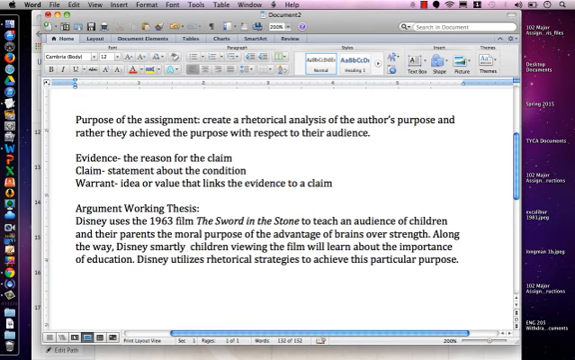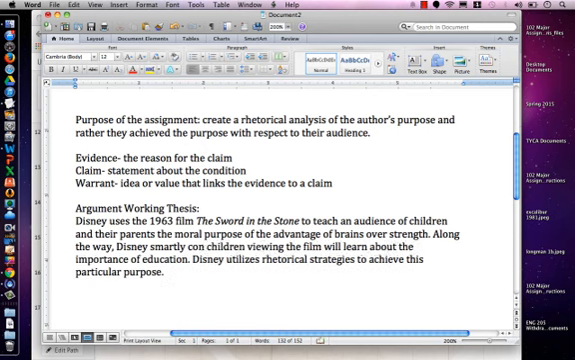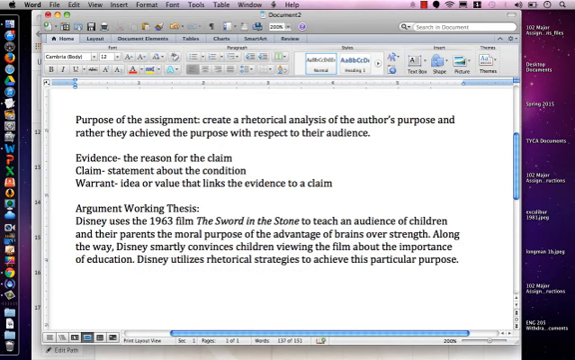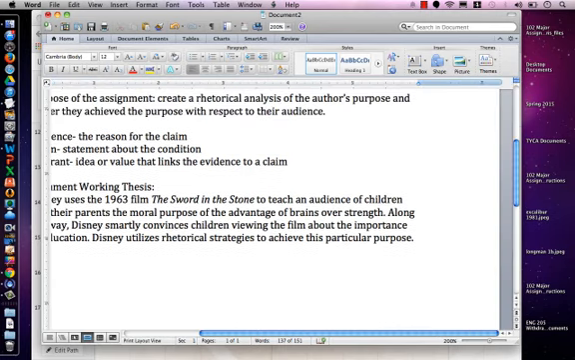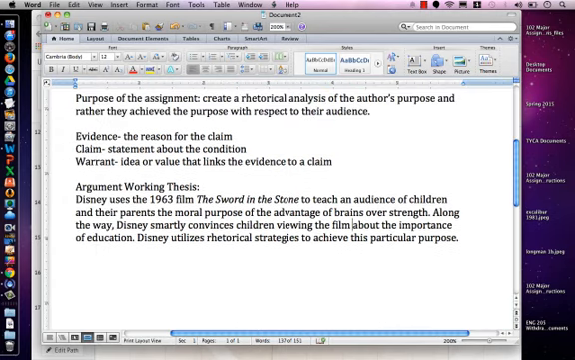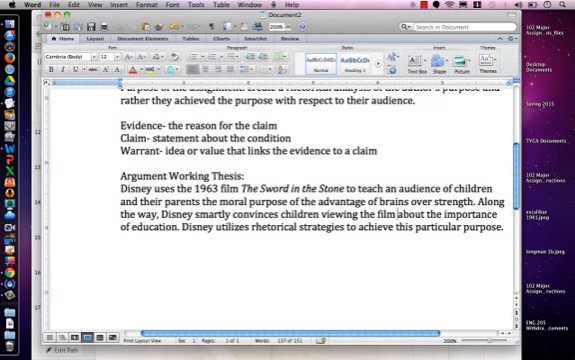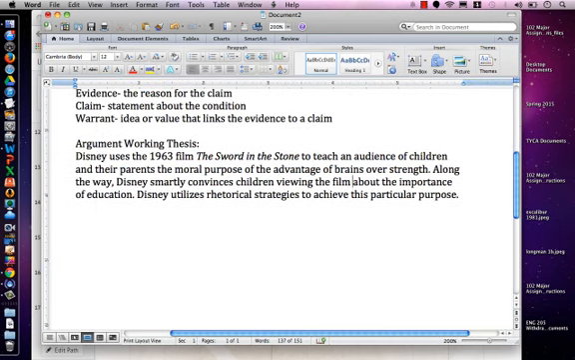Along the way, Disney smartly convinces children viewing the film about the importance of education. Disney uses, okay, here we go. So, see, I had to go through a lot of processes to get this down. So, Disney uses the 1963 film The Sword and the Stone to teach an audience of children and their parents the moral purpose of the advantage of brains over strength. Along the way, Disney smartly convinces children viewing the film about the importance of education. Disney utilizes rhetorical strategies to achieve this particular purpose.